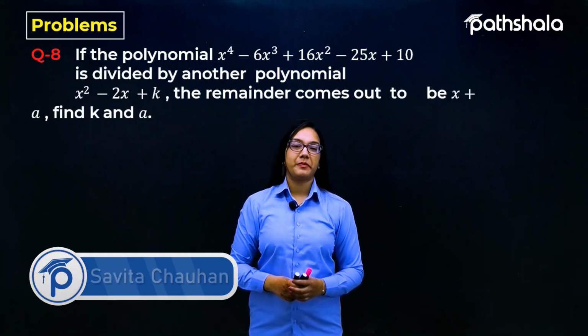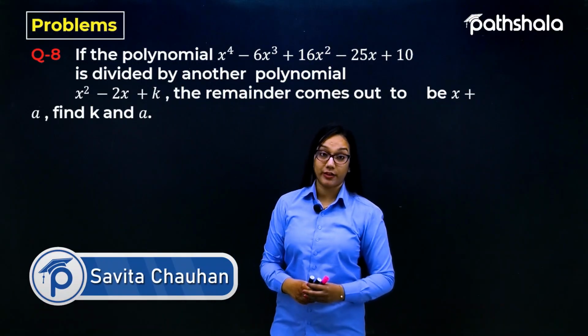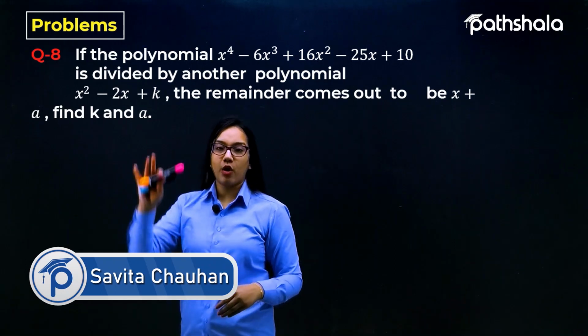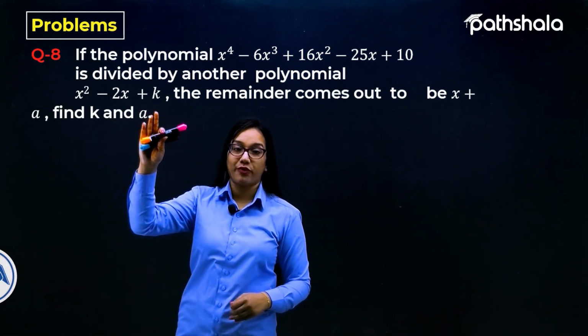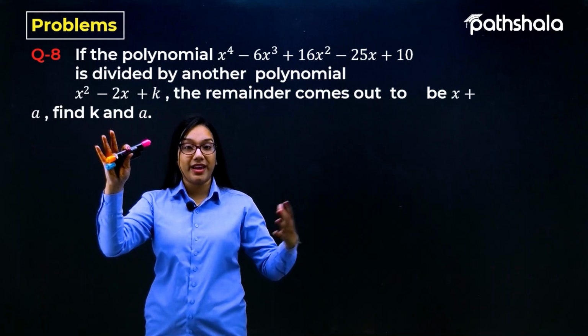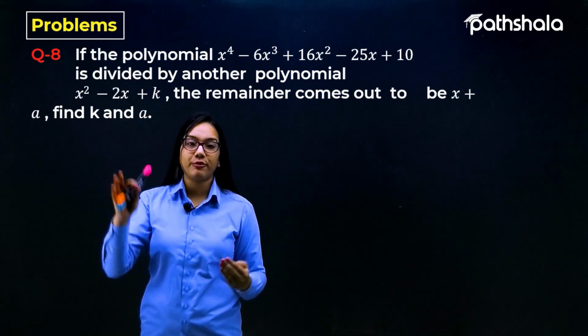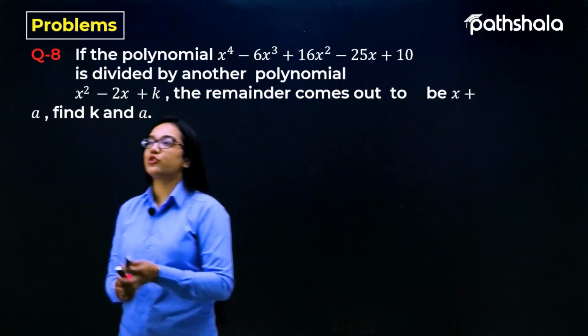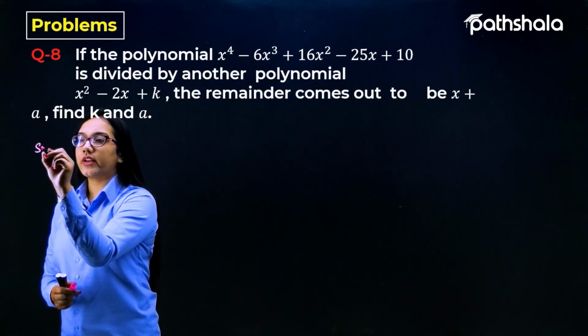Let's just see question number 8. Question number 8 says if the polynomial given is divided by another polynomial of the type x square minus 2x plus k, the remainder comes out to be x plus a, then we have to find out the value of k and a. So let's just start the solution of this particular question.